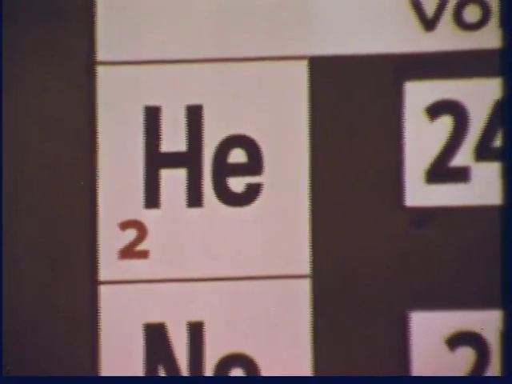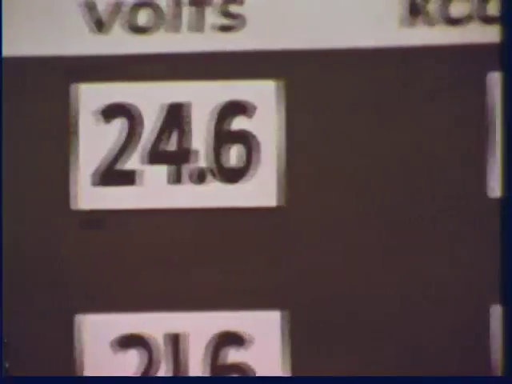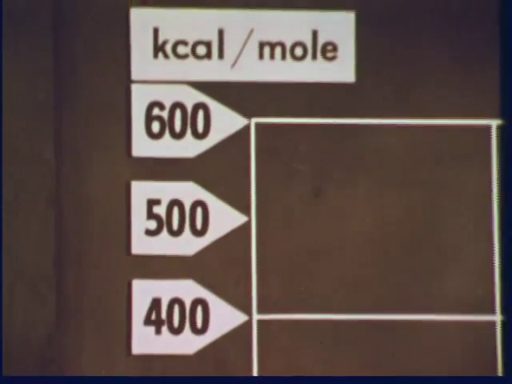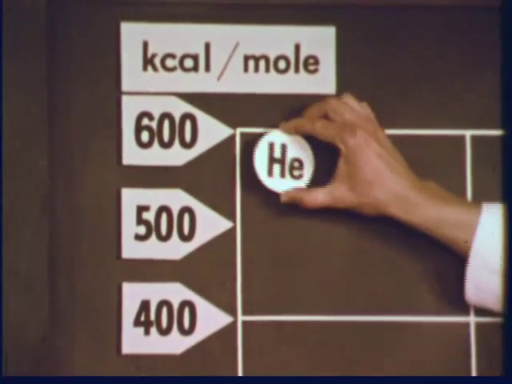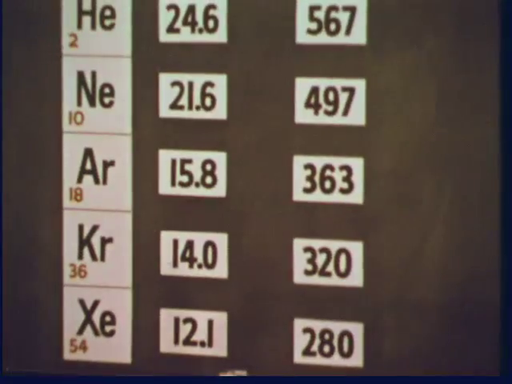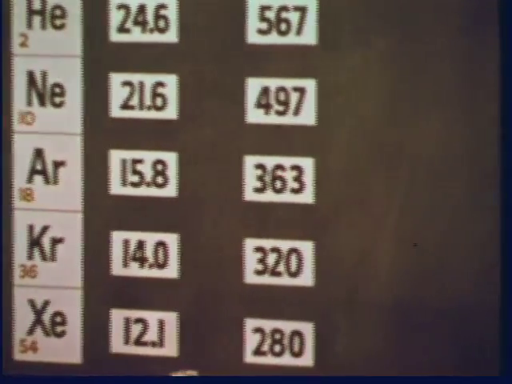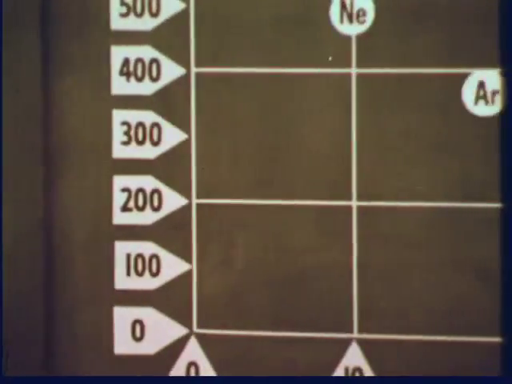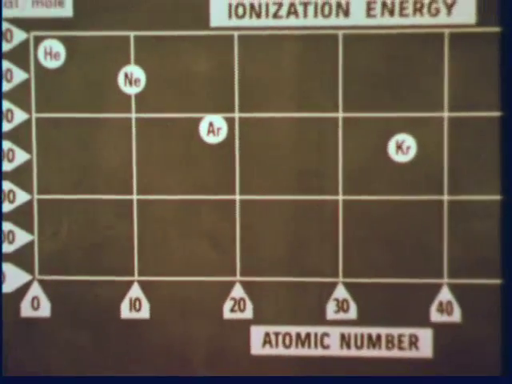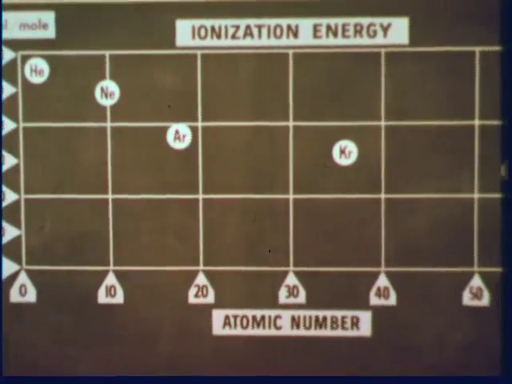Helium, with atomic number 2, has an ionization energy of 567 kcal per mole. It goes here. In a similar fashion, we can plot the rest of the inert gases in our table. We can see from this plot that the ionization energies of the inert gases decrease with increase of atomic number.